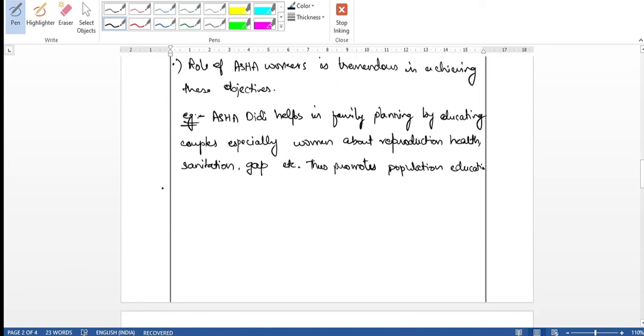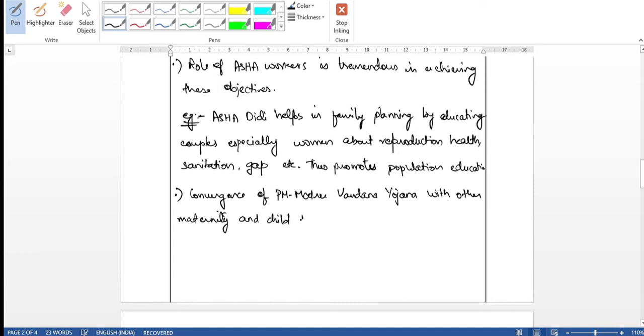Okay, fine. Convergence of PM Matru Vandana Yojana with other maternity and child benefit schemes is also spreading population education.